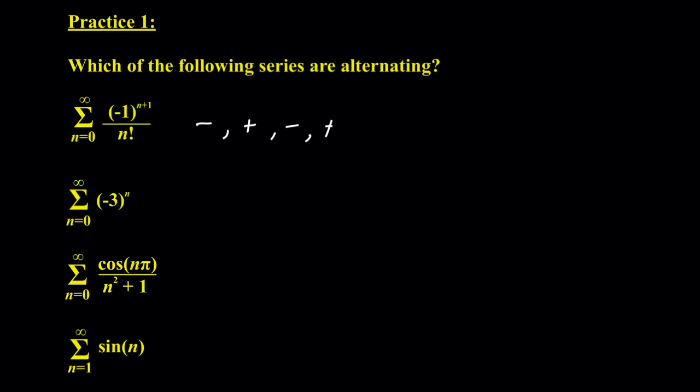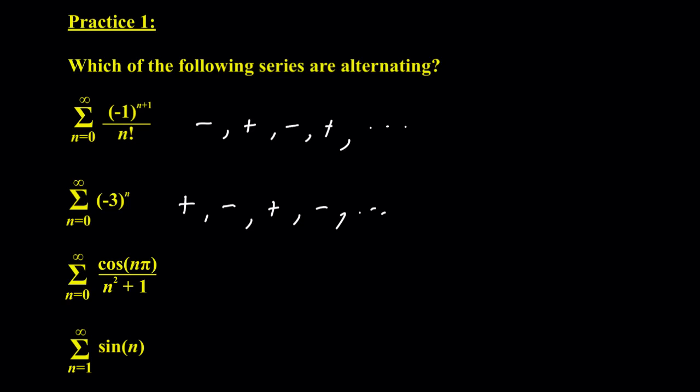The next one, looking at -3 raised to the n power. And so if you start out with n is 0, you will get a positive 1. -3 to the 0 power is a positive 1. And then when n is 1, that's going to give you -3 to the first power, which is a negative. Second power would be positive. Third power would be negative, and so on. And yes, it does alternate.